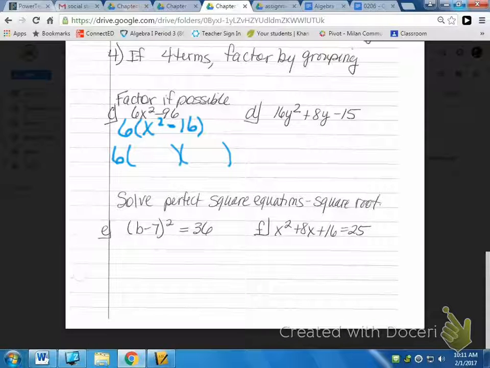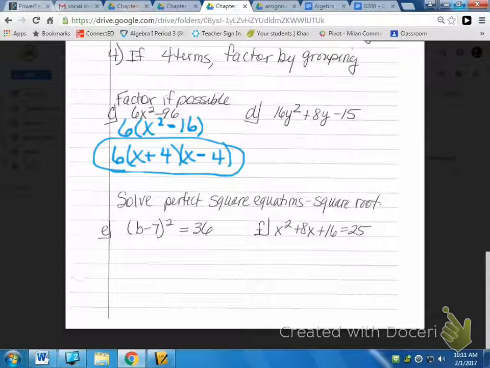2 sets of parentheses. Square root of x squared, x and x, square root of 16, 4 and 4, and remember 1 is plus and 1 is minus. And that's as far as you can go. Always double check though that what's in the parentheses couldn't go to another set of difference of squares. We saw that yesterday. Okay, but those, since they're just x's in there, you're pretty much done.